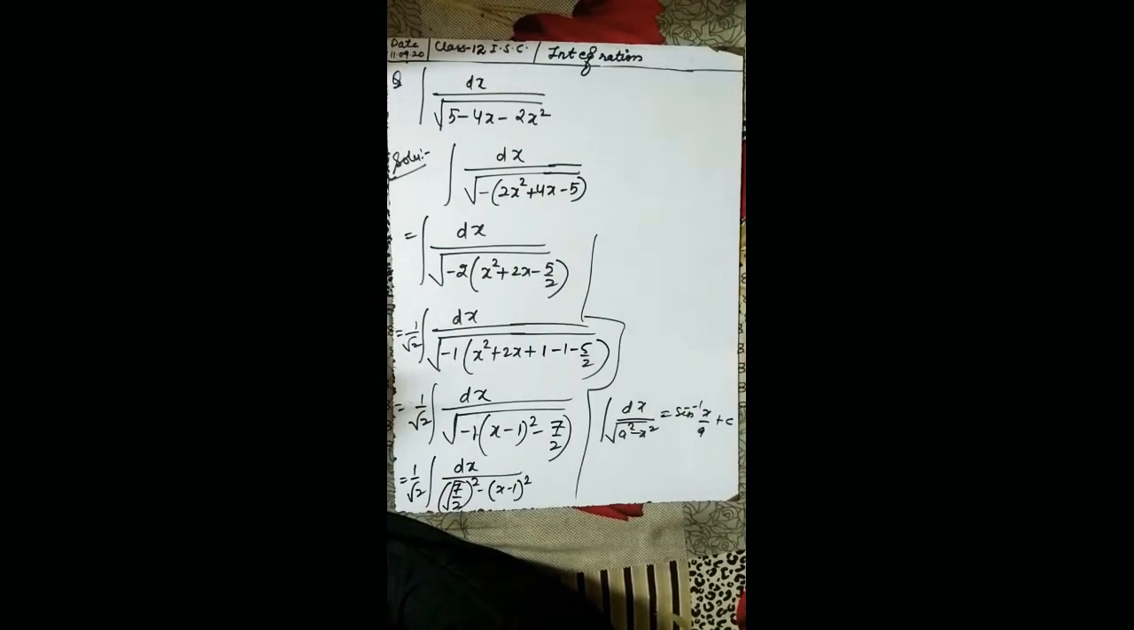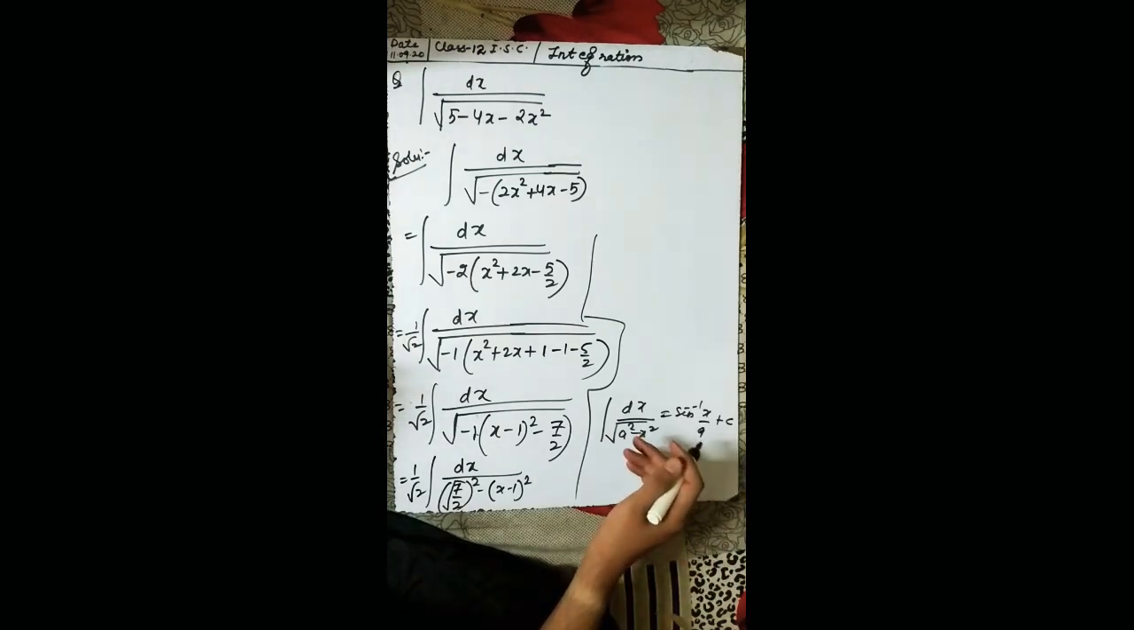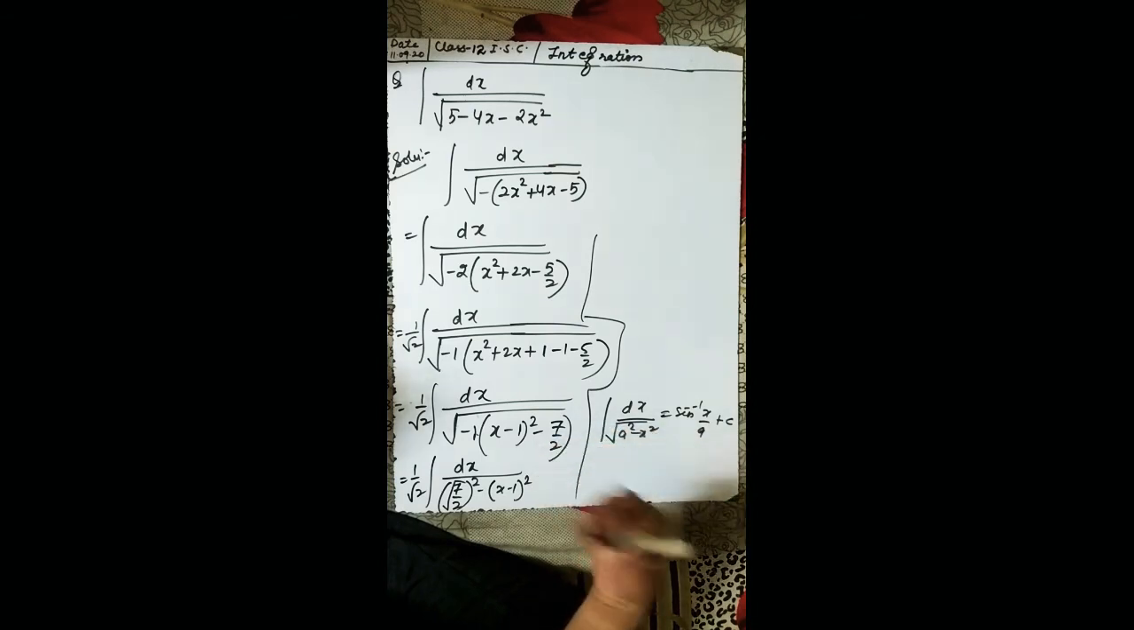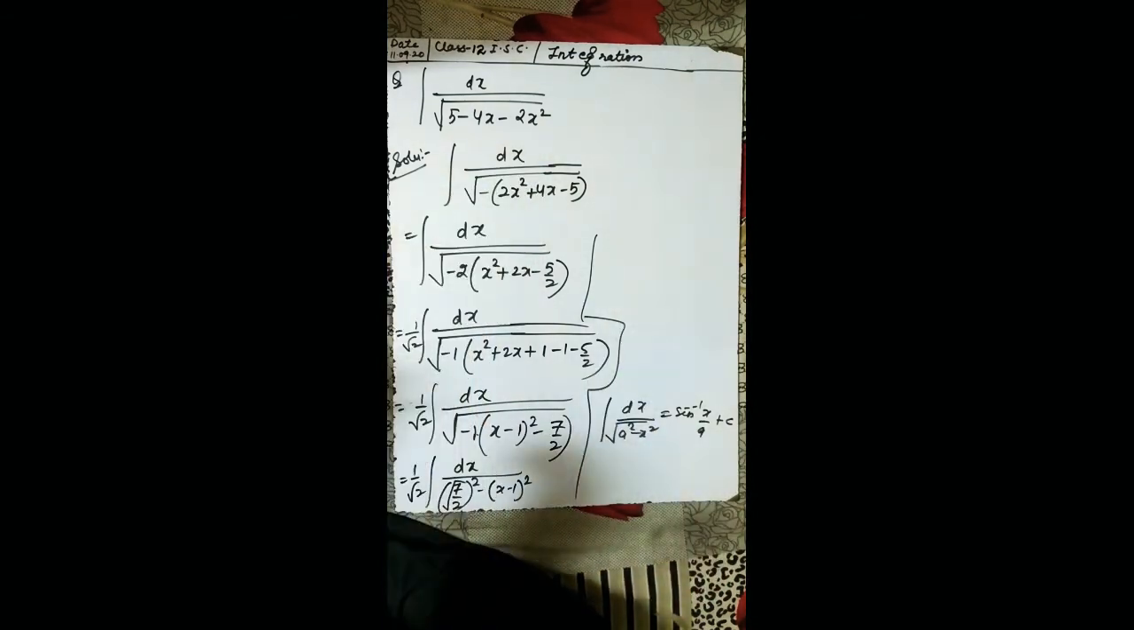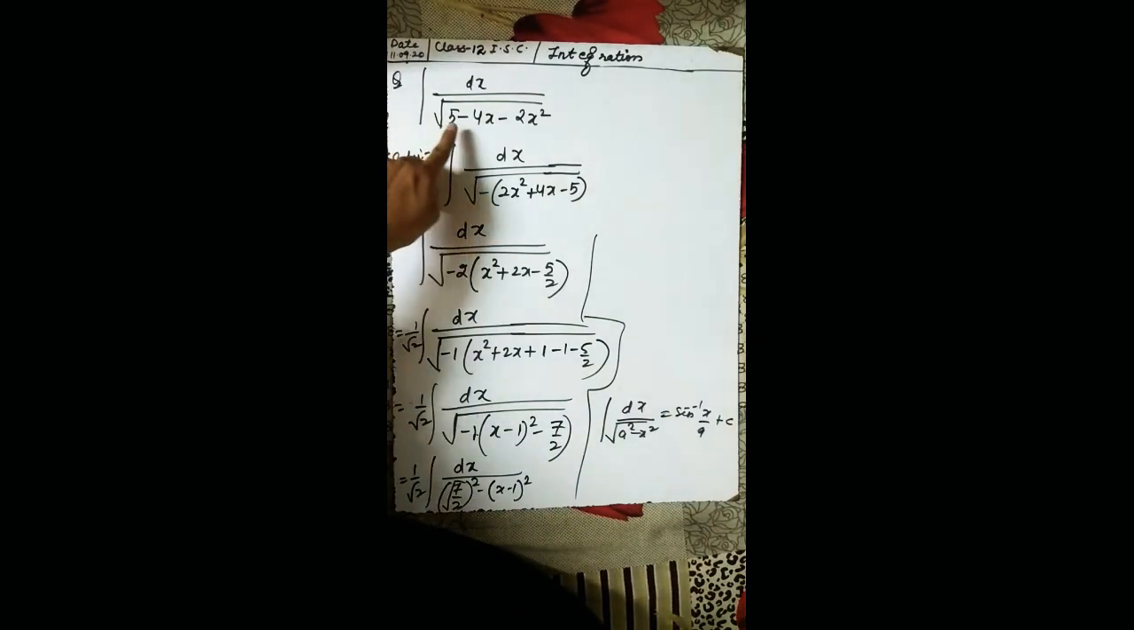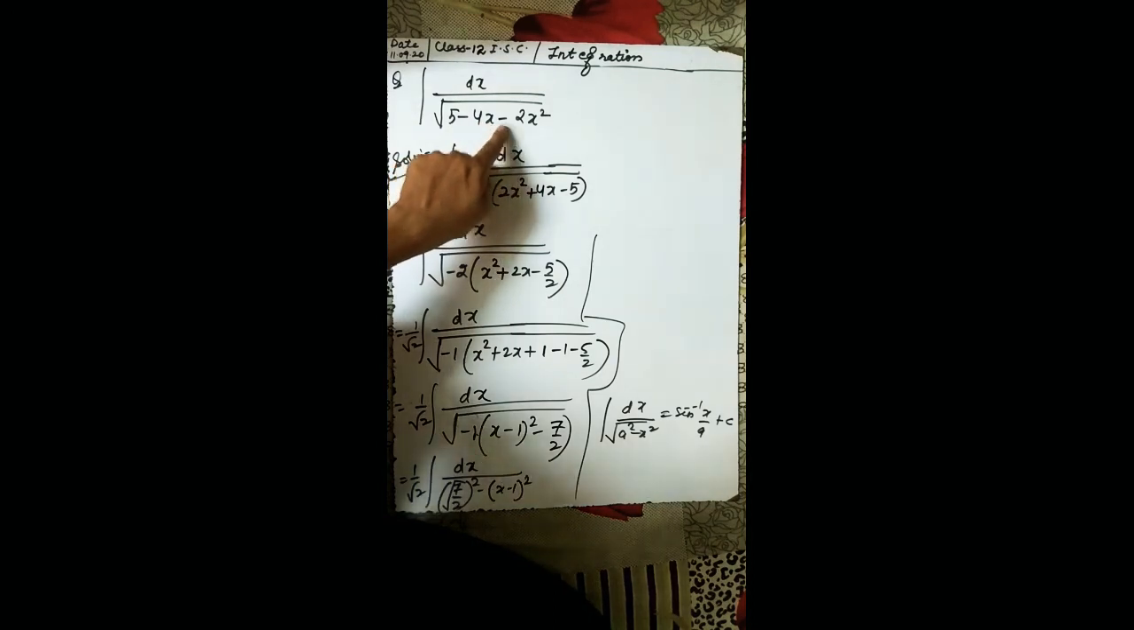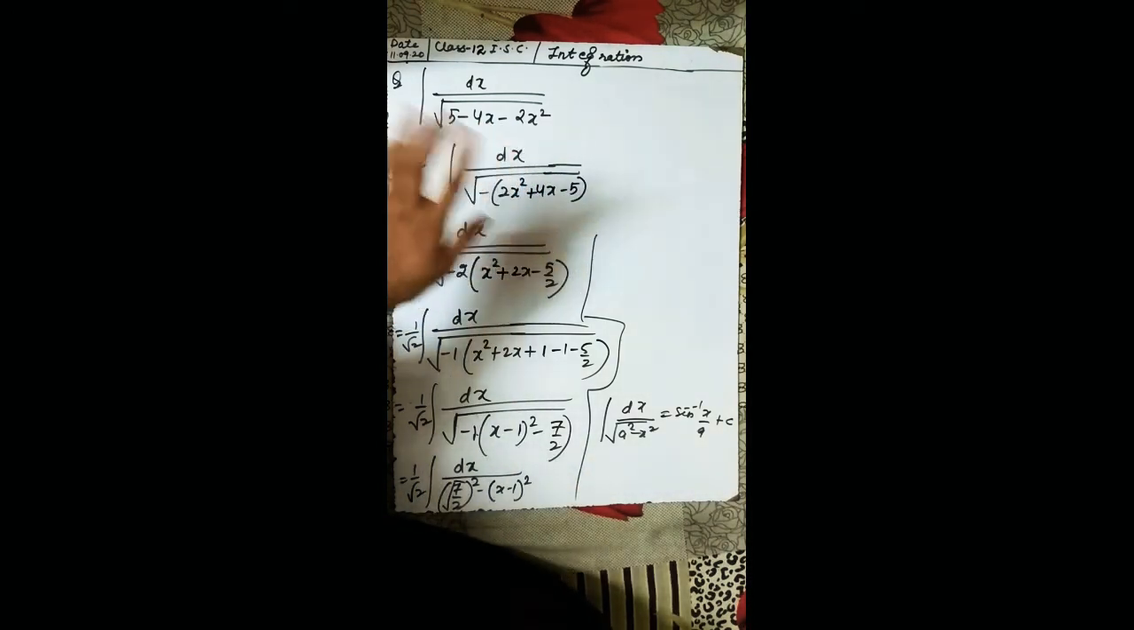I felt that I should do some of the questions of the exercise. So let us give this video to this exercise, and in the next video we'll start with some new questions, that is, the new integration, the new form. Okay, so here is one question in front of you: integration of dx upon under root 5 minus 4x minus 2x square.